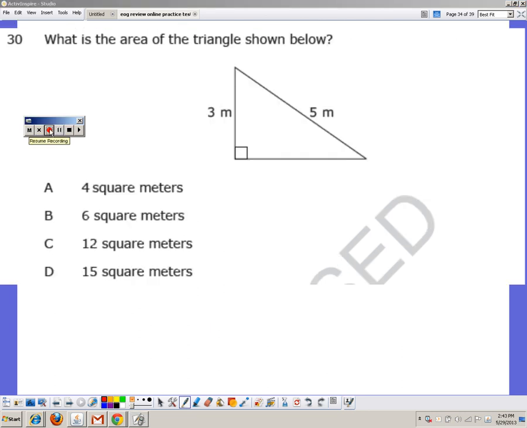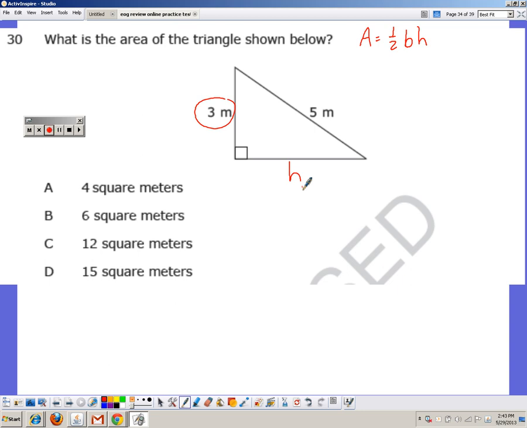In number 30, you have to find the area of this triangle. Now, area formula of the triangle is area equals 1/2 base times height. We have the height, but we do not have the base. But as you can see, this is a right triangle, and they give us the hypotenuse.